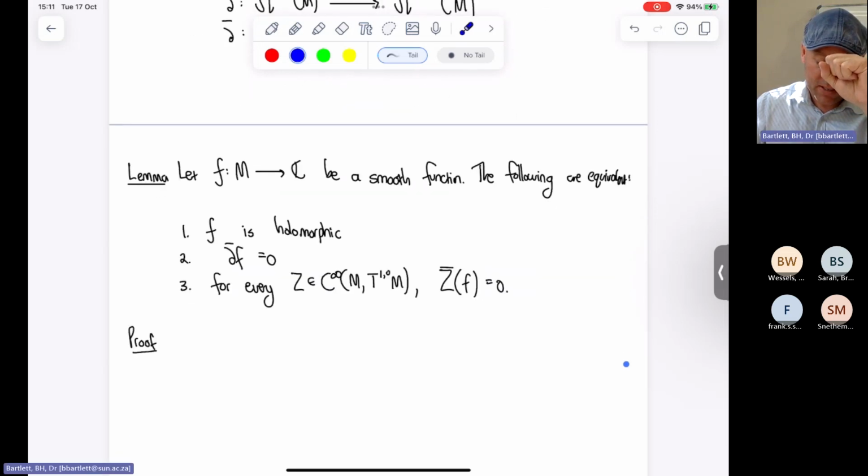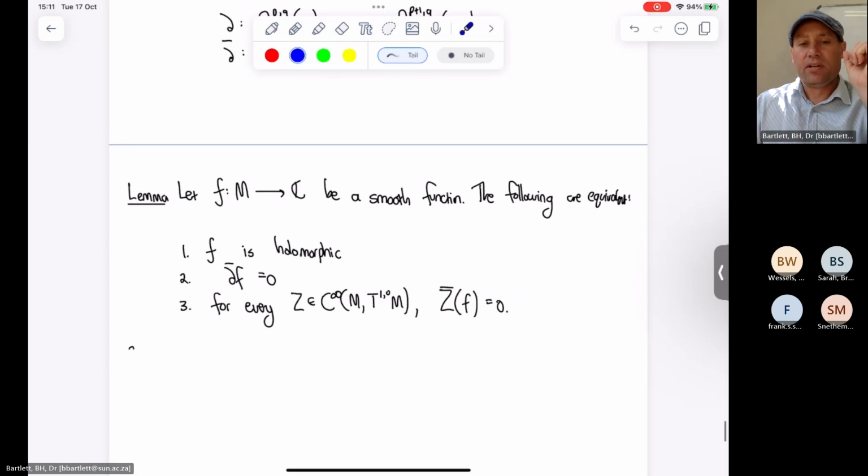So here's a nice little lemma. Just to set the scene for our notation, suppose you've got a smooth complex valued function on a complex manifold M. Then the following are equivalent. The first is that the function is holomorphic. Remember what that means? It means that locally you can find a chart such that the function is holomorphic in that chart.